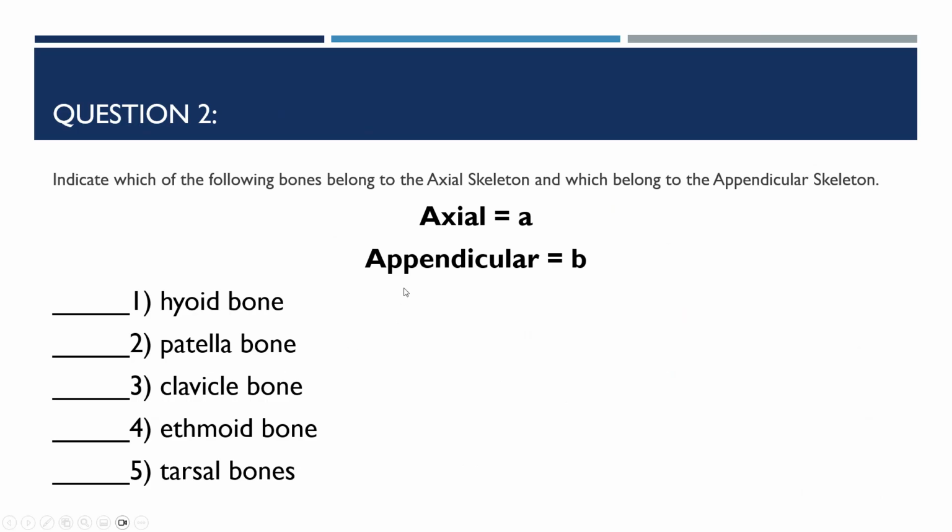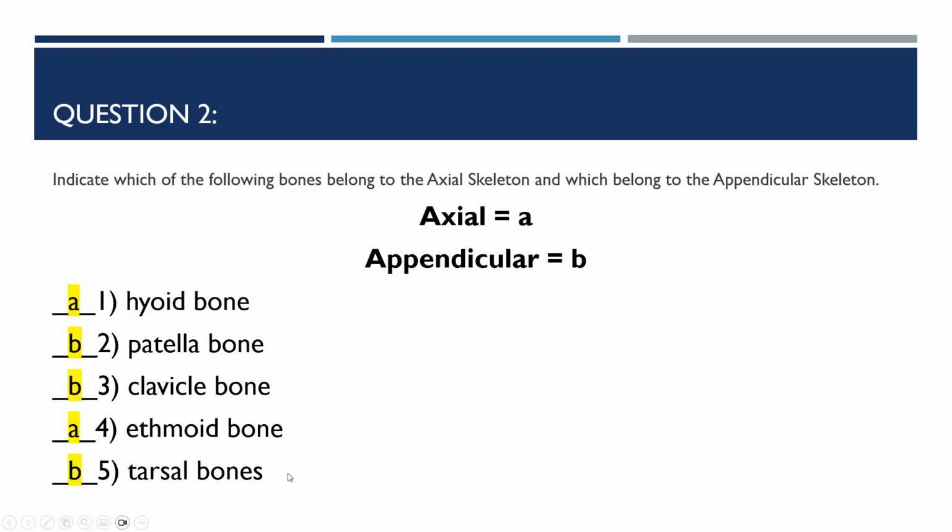And so indicate which of the following bones belong to the axial skeleton and which belong to the appendicular skeleton. All right, so hyoid bone, that's going to be axial. Patella, or knee, is going to be appendicular. Clavicle, that's part of one of your girdles, the pectoral girdle, so that's going to be appendicular. Ethmoid is up in the skull. That's one of our cranial bones, and so that's going to be axial. And then tarsal bones are going to be ankles, so that's going to be appendicular.